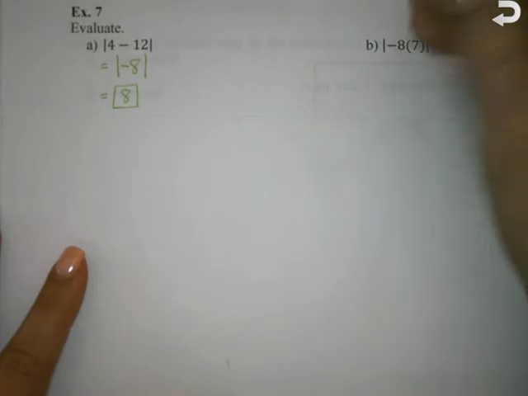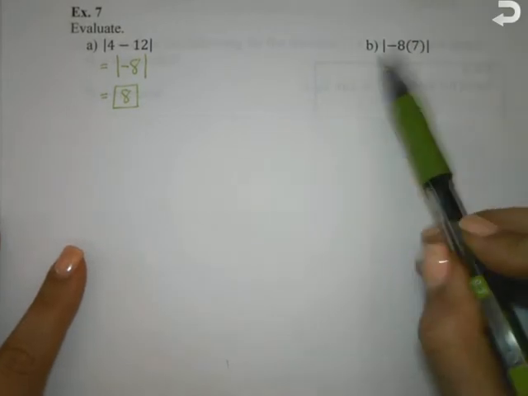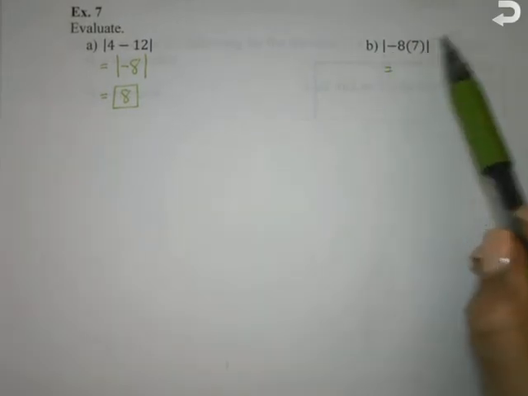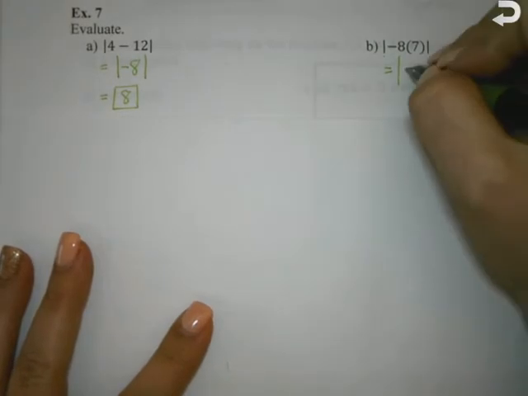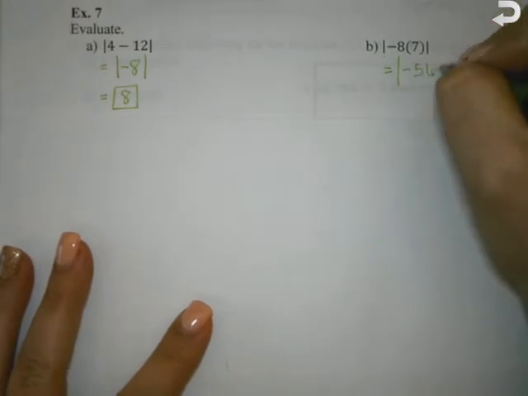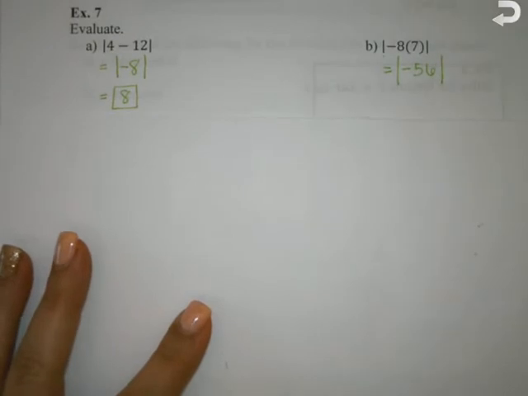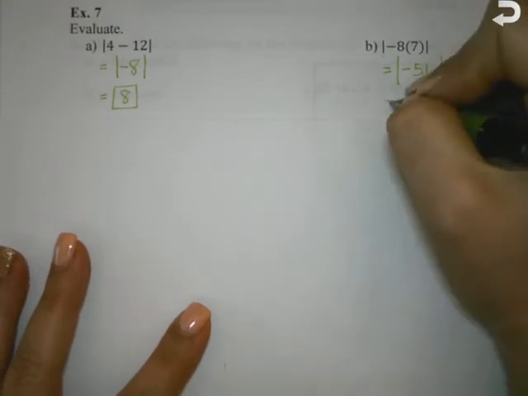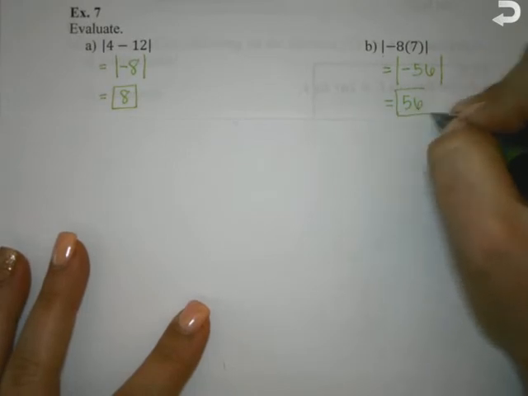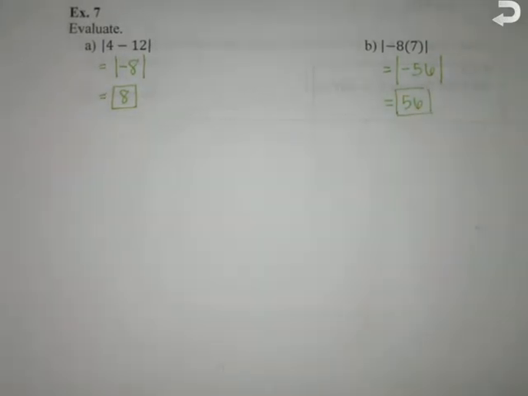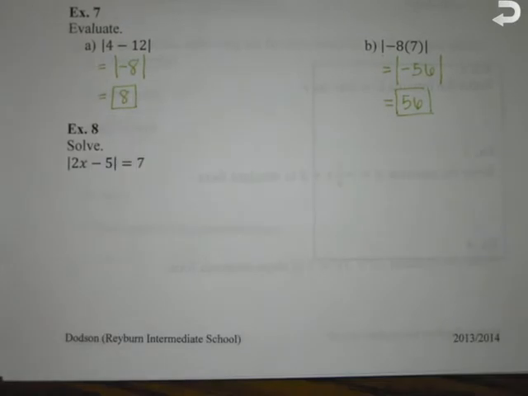So part B, absolute value of -8 times 7. What does -8 times positive 7 give you? Yeah, so the next step is equal to the absolute value of -56. And what's the absolute value of -56? Positive 56. You guys should all get 100% on your homework on these. And that's 7. So the last one is to solve an absolute value.